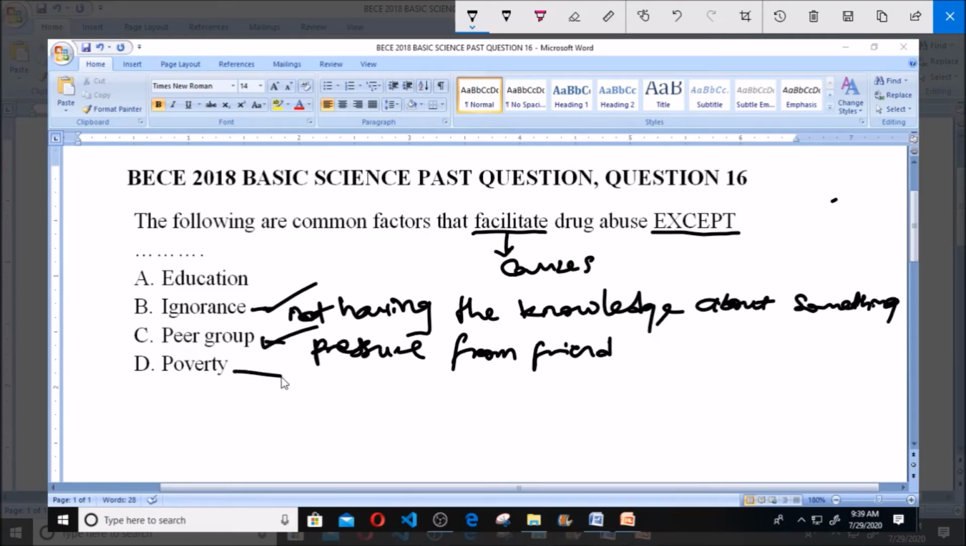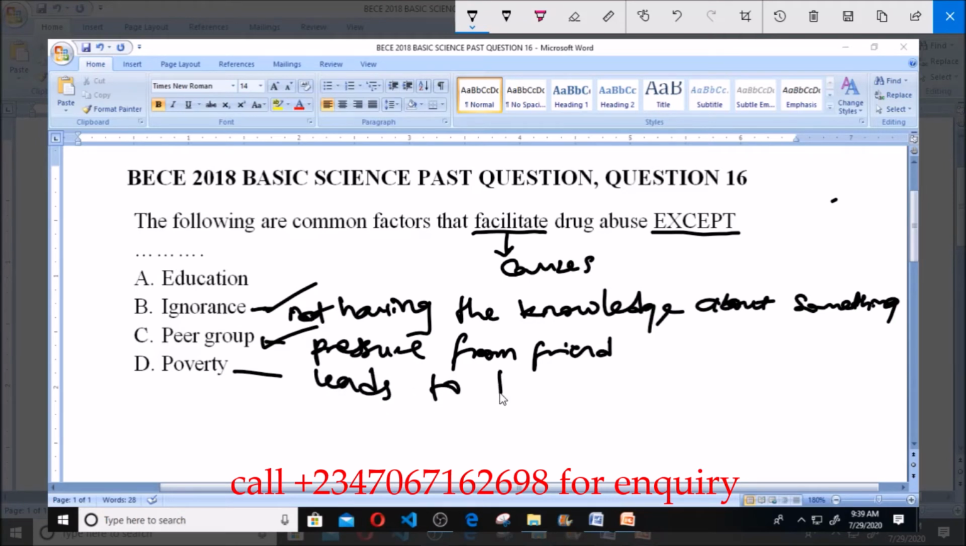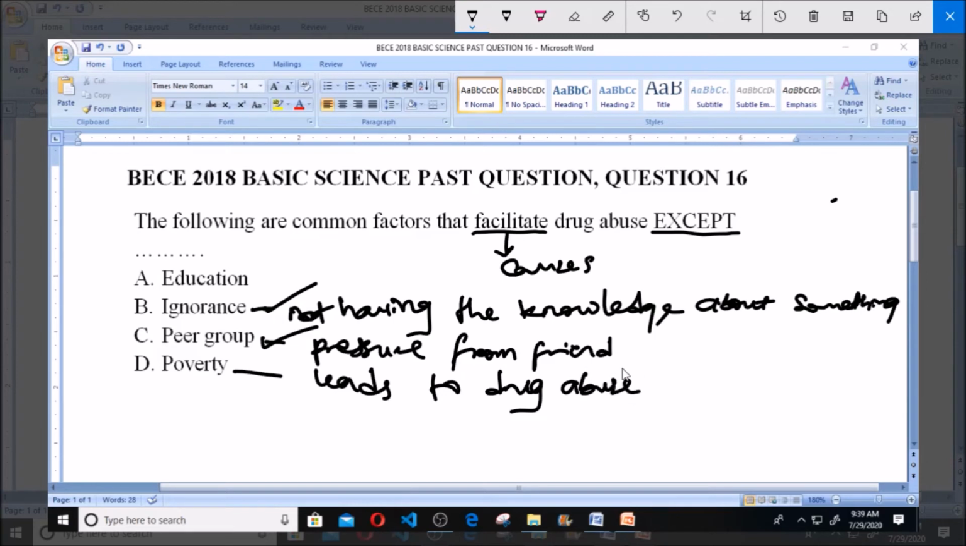Now D here says poverty. Poverty, like we know today, leads to drug abuse. And how does poverty lead to drug abuse? Because some people are looking for a means to take their mind off their suffering, and because of this, they go into drug abuse so that they can feel high and not worry about anything. So poverty leads to drug abuse.